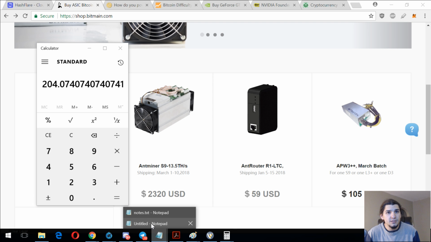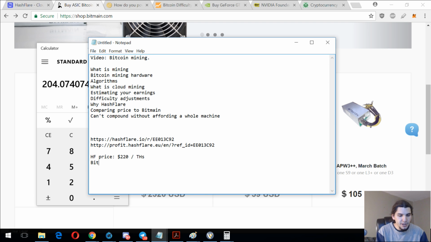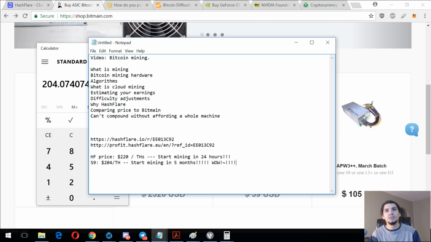Let's write that down. Okay, Bitmain, or let's put S9 is $204 per terahash. Okay. Now, Hashflare, start mining in 24 hours. Okay? S9, if you order this from Bitmain, okay, here's the thing. You order this from Bitmain, what did I say? 3 to 4, sometimes 5 months for delivery. Start mining in 5 months. Wow. Okay, guys?